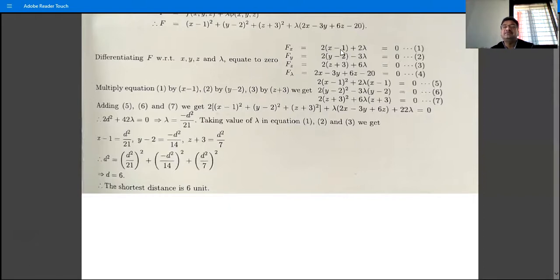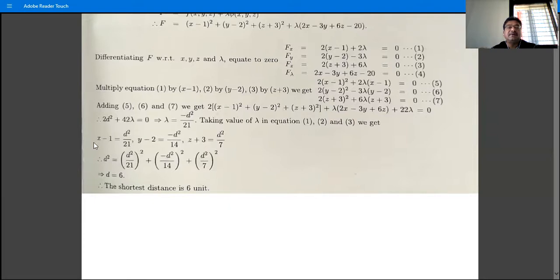That is, multiplying equations 1, 2, 3 by x minus 1, y minus 2, and z plus 3, we get 5, 6, 7. Adding these, we get the value of lambda. And substitute this value of lambda in equation number 5. We get, in equation 5 or in equation 1, the values of x minus 1, y minus 2, z plus 3 in equations 1, 2, 3. And then what is d square?